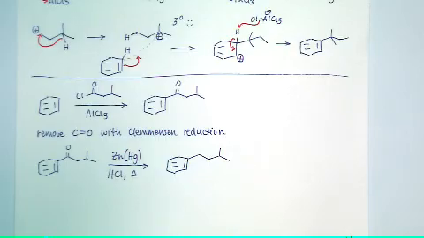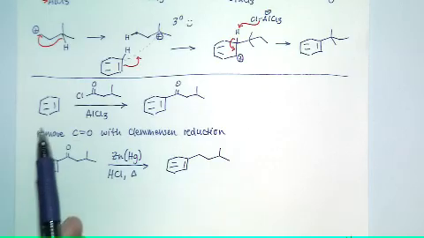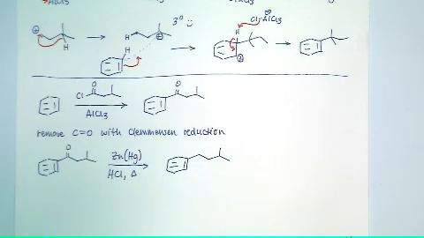So that's going to be a strategy that you'll need to look for when we start doing synthesis, is if you see an alkyl group that under normal conditions it would rearrange, then you're going to have to think about maybe doing an acylation and then reducing the ketone.